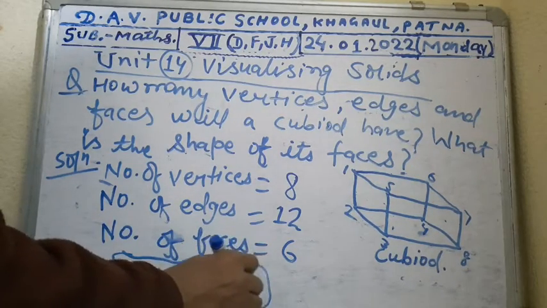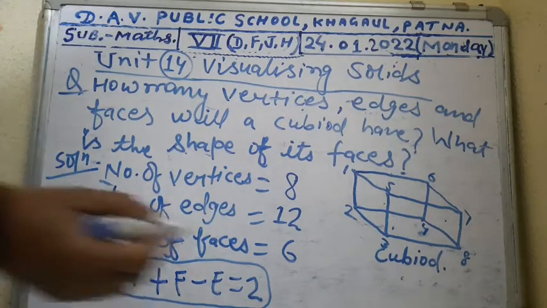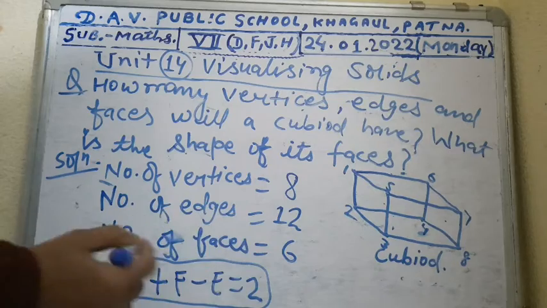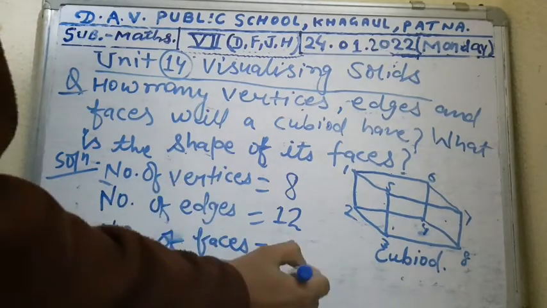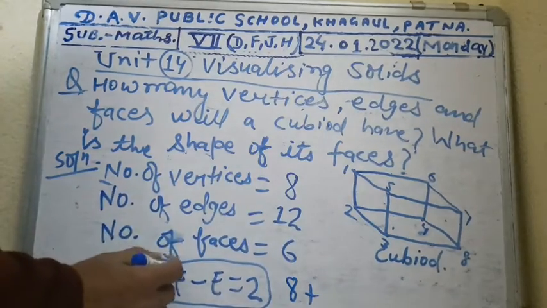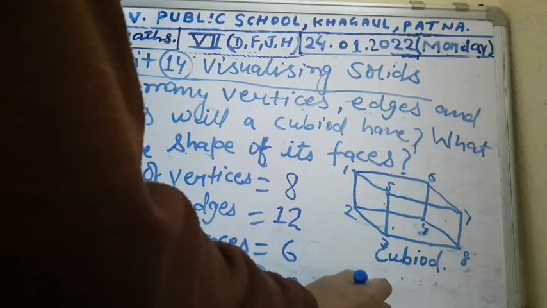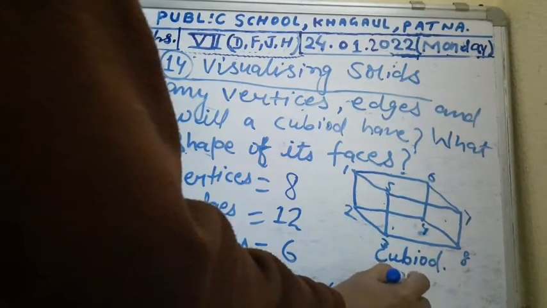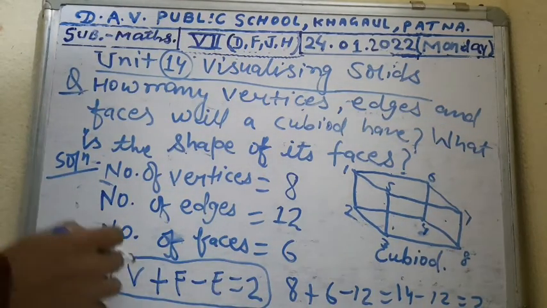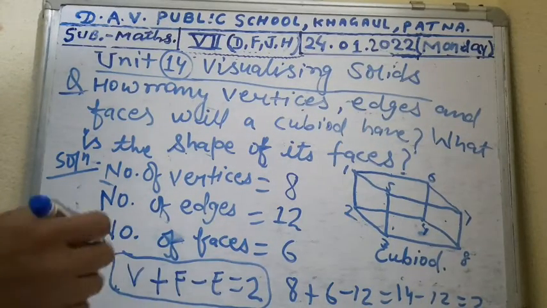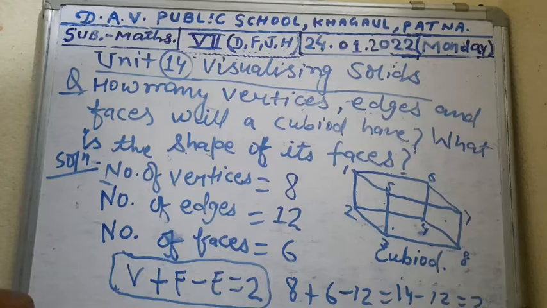Now you can try this formula to find this is right or wrong. आप वेरीफाई कर सकते हैं. V plus F minus E. Here V equal to number of vertices, that means 8, plus F, that means number of faces 6, minus E, that means number of edges 12. After solution, 8 plus 6 14 minus 12 equal to 2. Here is the 2. So this is most important formula related to it. V plus F minus E equal to 2.